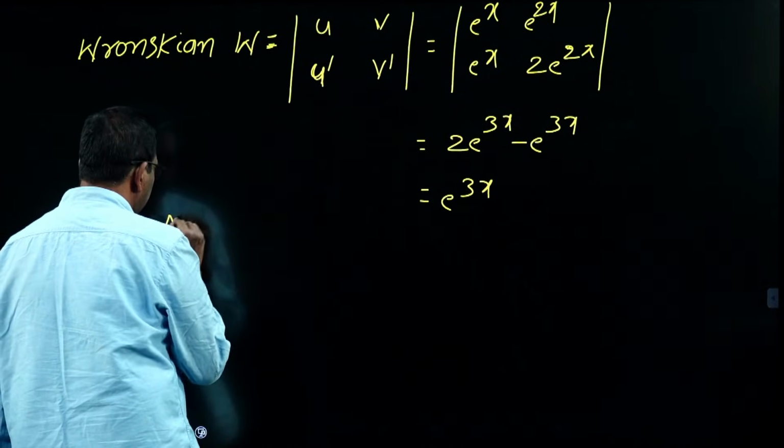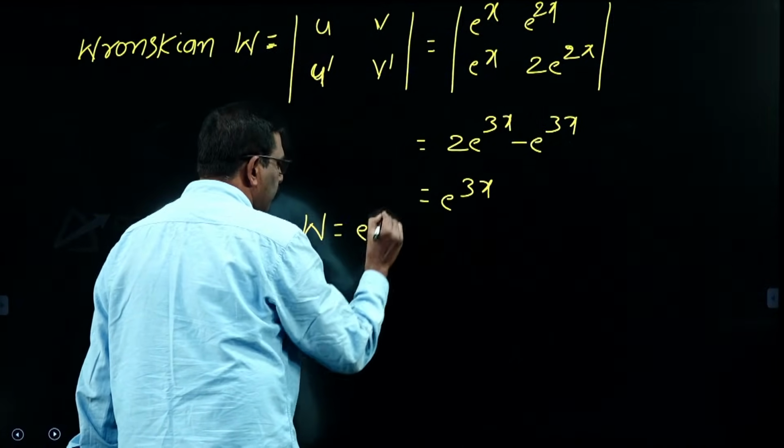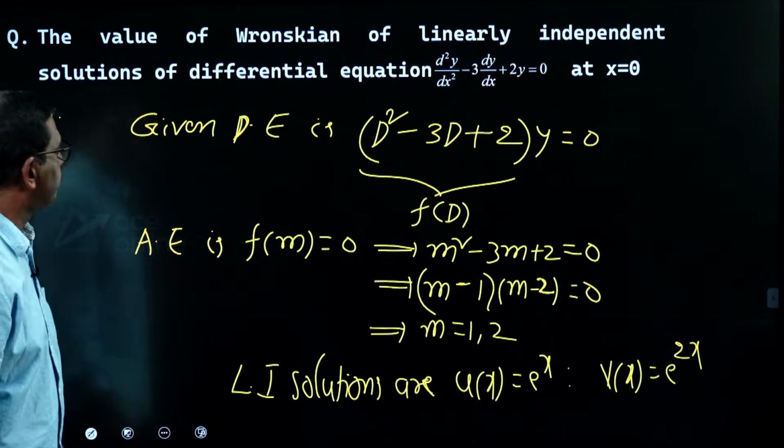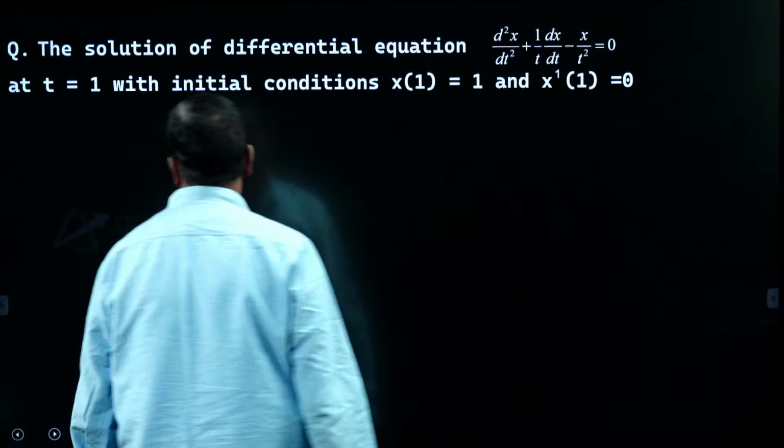But the Wronskian at x is equal to 0 they are asking. At x is equal to 0, W is equal to what is it? e power 0, or not? That is 1. Clear? Like this we can solve. Coming to the next problem.